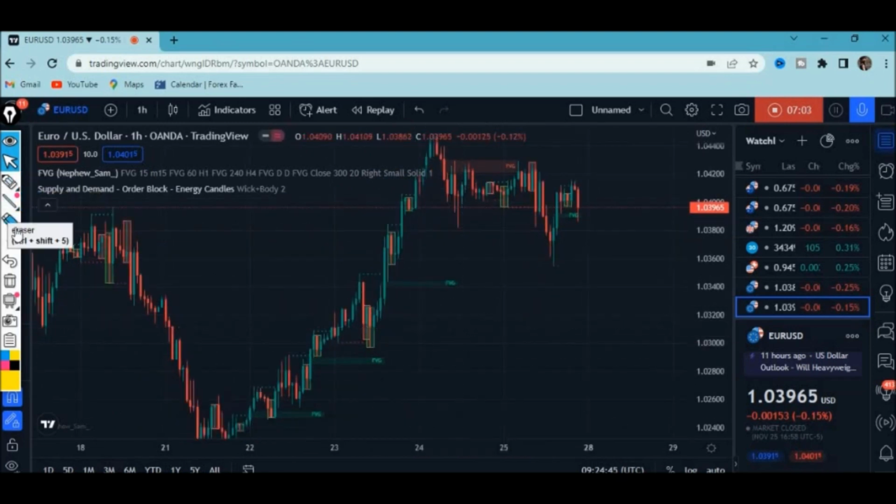So the second indicator shows us supply and demand zones, and the reason why I really love this indicator is that it shows us the energy candles and as well order blocks, and as well it shows you the breakout structure.